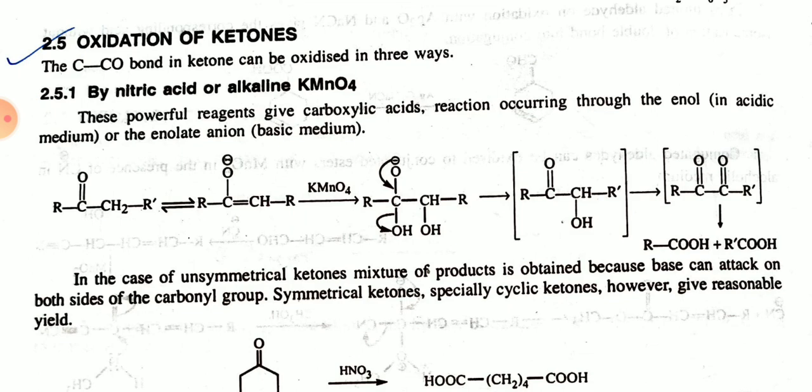Today's class topic is oxidation of ketone. The C=O bond in a ketone can be oxidized in three ways. First is by nitric acid or alkaline camenophore. This is a powerful reagent that gives the carboxylic acid, and it reacts with the enol in an acidic medium or the enolate ion in a basic medium.